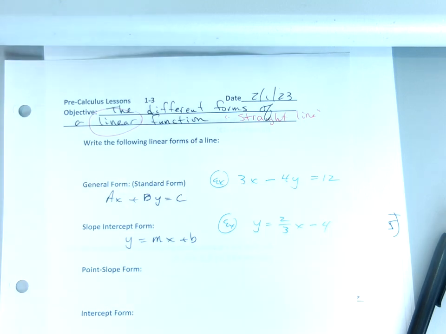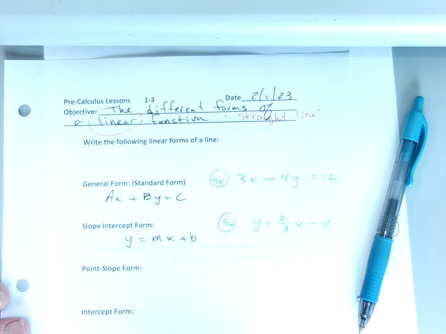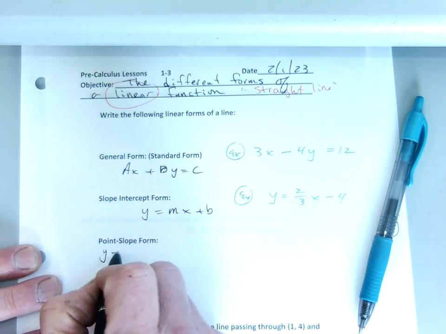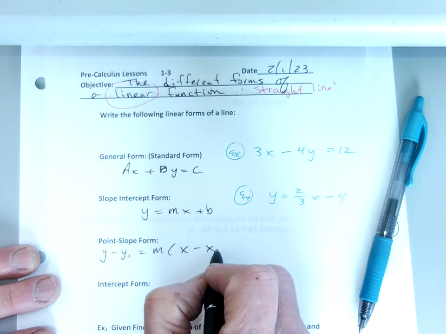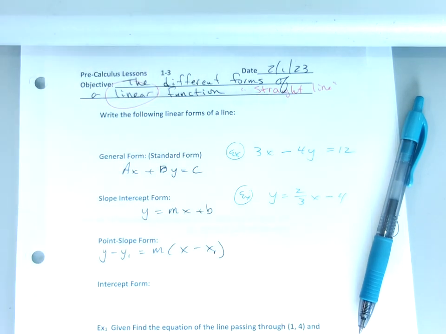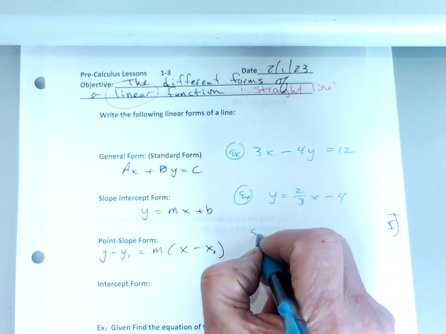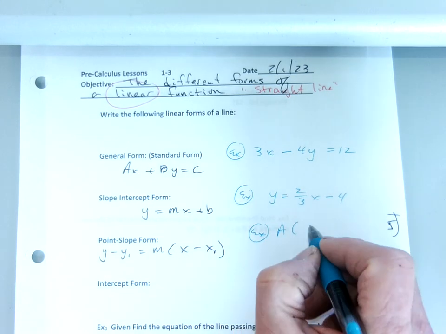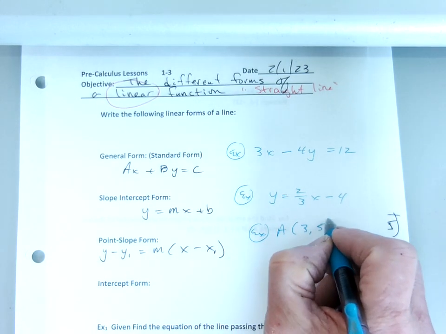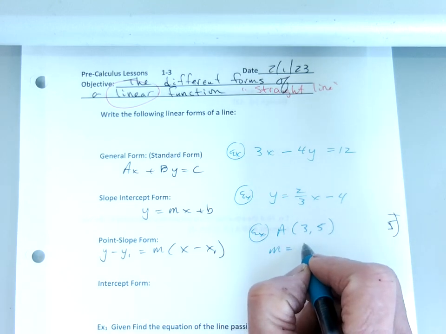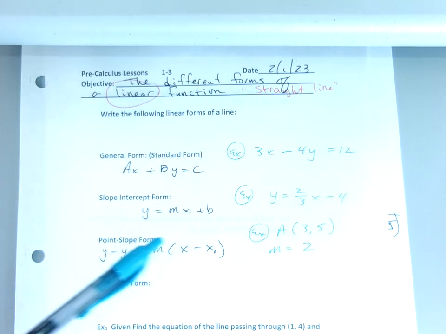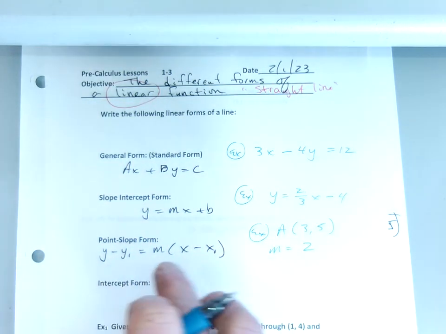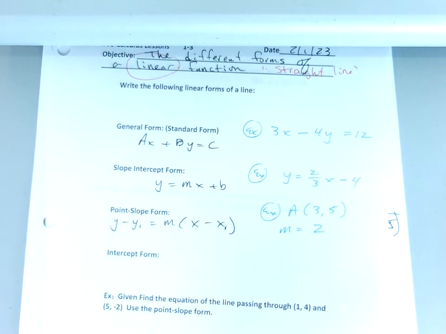Point slope formula, which is one of my favorites. Not everybody likes it until you get used to it. Then you'll like it a lot. That's y minus y1 equals m times x minus x1. The advantage of the point slope formula is making the equation. An example: say point A is 3, 5, and you have a slope of 2. If you have a point and a slope, you can plug them in and come up with the equation.